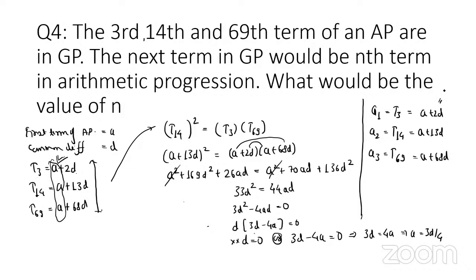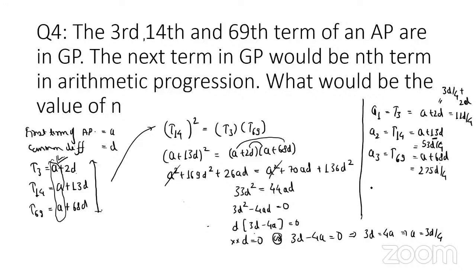If I put the value of a with respect to d in all these three expressions, we can say the first term, T3, is 11d by 4. Here, 13 fours are 52, 52 plus 3 is 53d by 4. In the third term, 68 fours is 240 plus 32, 272. 272 plus 3 is 275d by 4.